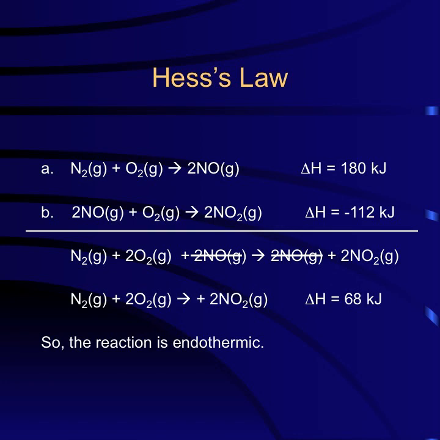While I added my elementary steps, I'm also going to add my delta H's. I didn't change either reaction, which means I didn't change either delta H. When I add 180 kilojoules and negative 112 kilojoules, I get a positive 68 kilojoules. When I cross out my 2 moles of NO and clean it up, I actually get my overall reaction that I presented you with, and I see that its delta H is positive 68 kilojoules, which means it is an endothermic process.